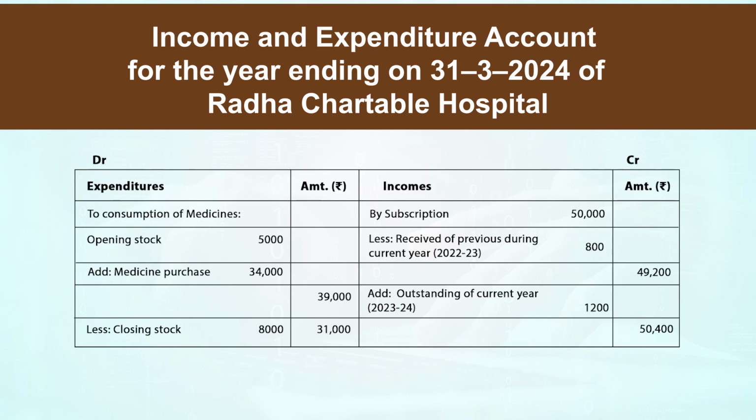We will prepare the expenditure and income side. First, on the expenditure side, the first point is consumption of medicines. Here we have opening stock, that is rupees 5,000. Add medicine purchases 34,000, the total of it is 39,000. Then less closing stock rupees 8,000, and to the outer column 31,000.